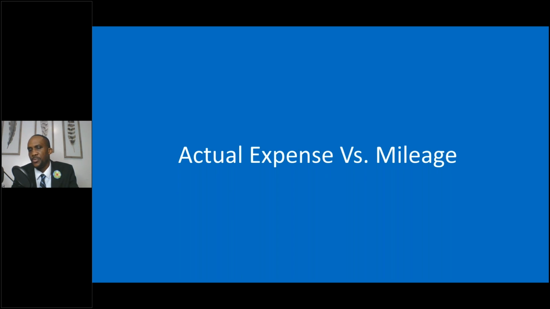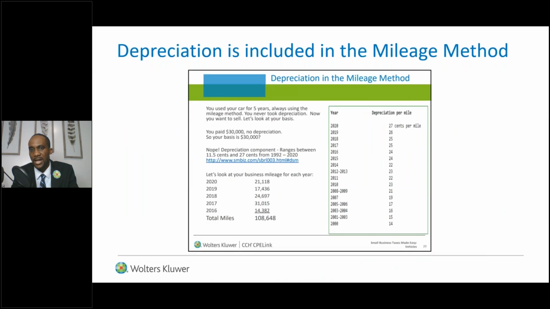Now I want to bring some attention to something. If you take the mileage approach, and I should have had this as a polling question, is depreciation included in the mileage approach? That's a really good question. Not everyone knows that depreciation is included in the mileage approach. So for the 2020 tax filing season, the 27 cents per mile was included for depreciation.